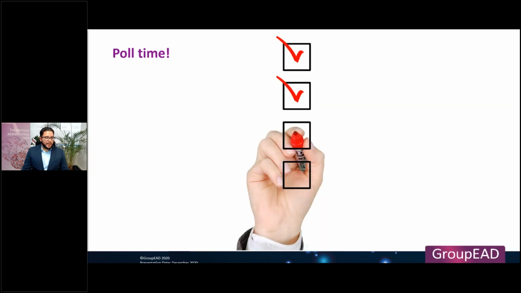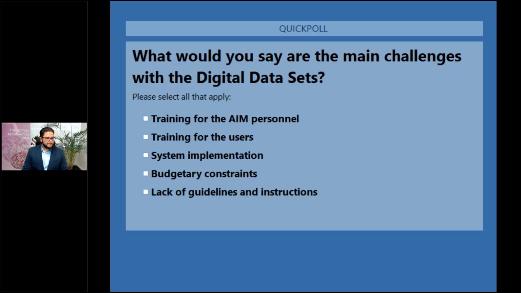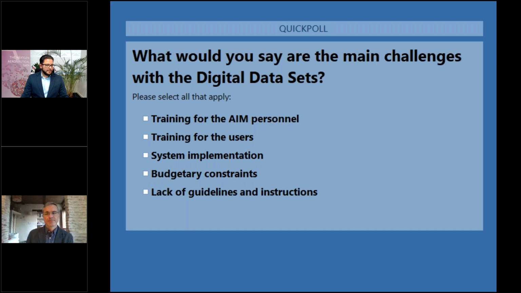So Oscar, now we are ready for the next question of the day. Yeah, you may habilitate them. So the question in this particular case is, we will read it. What would you say are the main challenges with the digital data sets? And we have some possibilities that you can tick, and we will see what you think. Thank you. I see a lot of progress of the people already answering and voting. I will just give it a couple more seconds and then we can discuss the results.